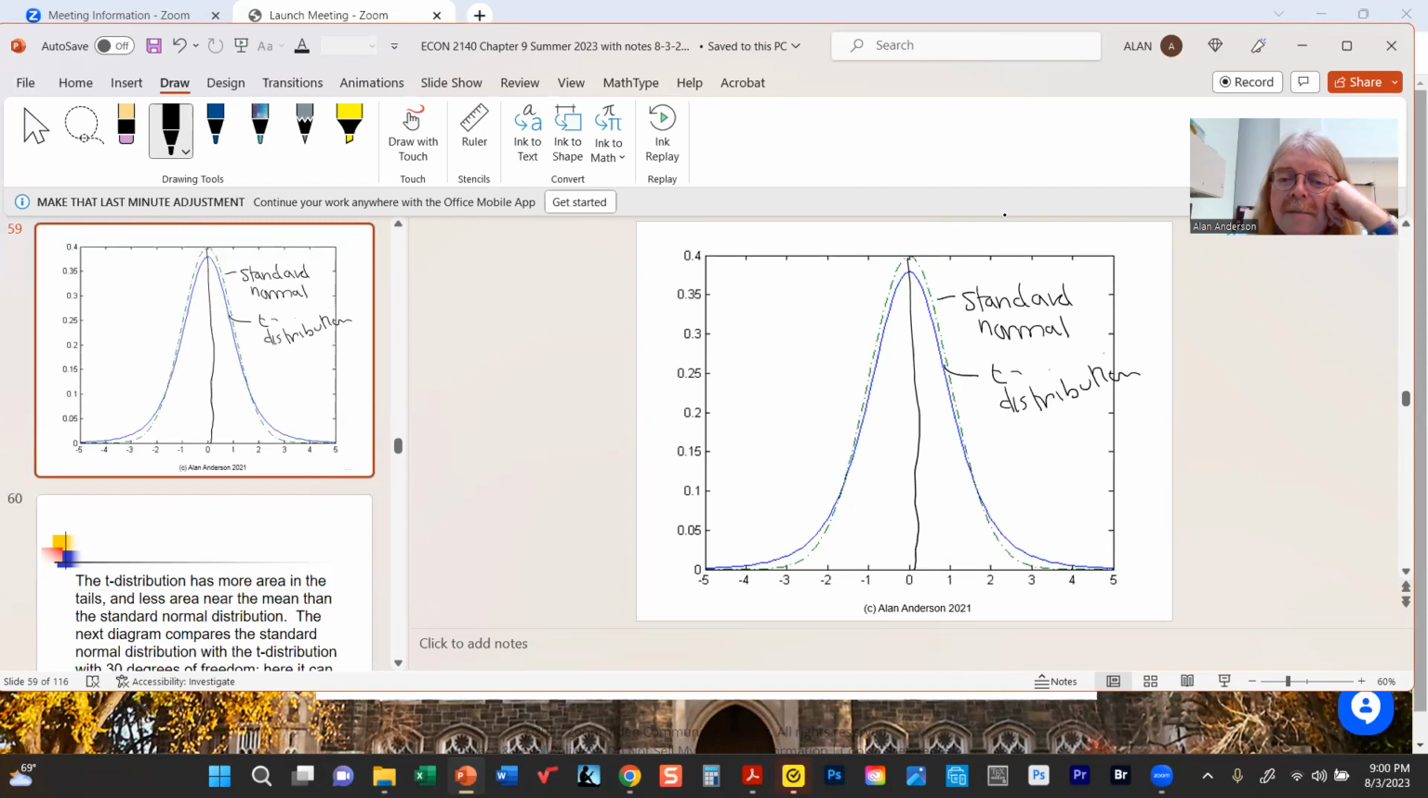Here's where they're different. The T, if you notice, is not quite as tall. There's less area near the mean, and the tails contain slightly more area than with the standard normal. So with the T distribution, you're more likely to get extreme outcomes, meaning very large or very small, and fewer that are close to the center. Okay, and that's exactly what Gossett was aiming for.